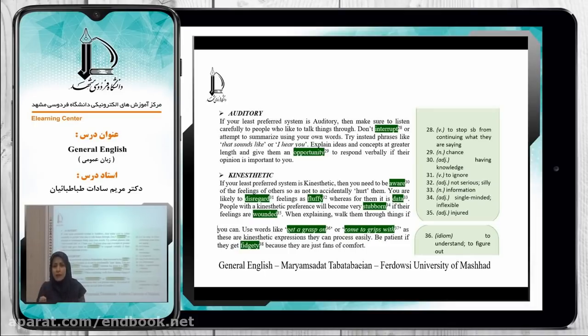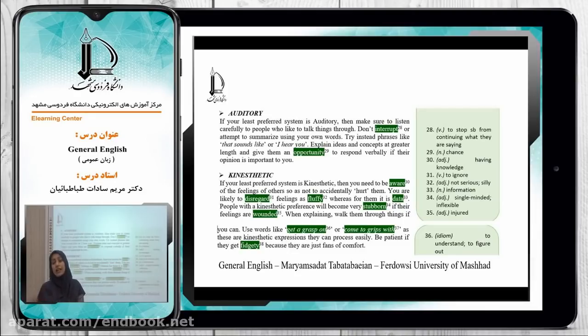Don't interrupt them. What is interrupt? It means don't stop them when they are talking. Let them talk and let them say everything and then say your opinion. And it says don't attempt to summarize using your own words. So, let them say it themselves and just listen carefully.